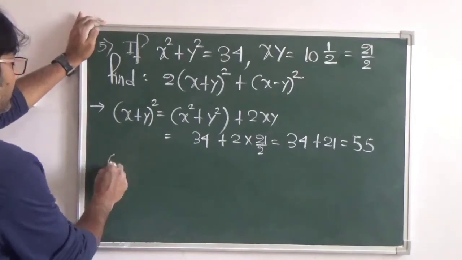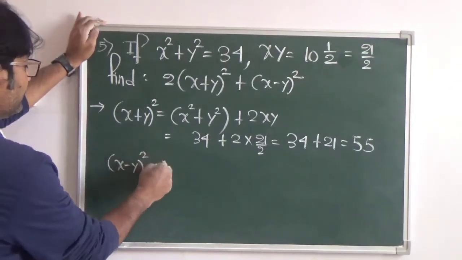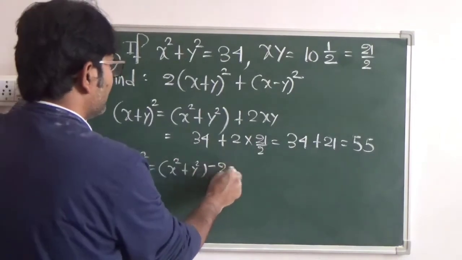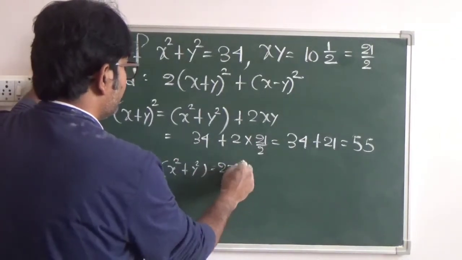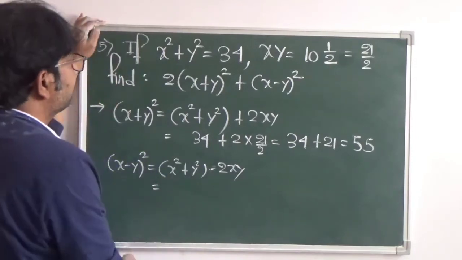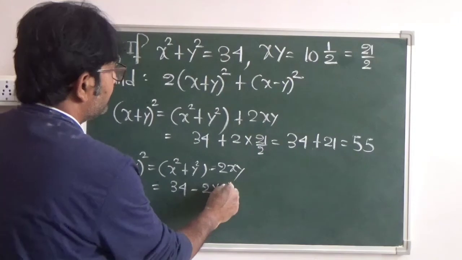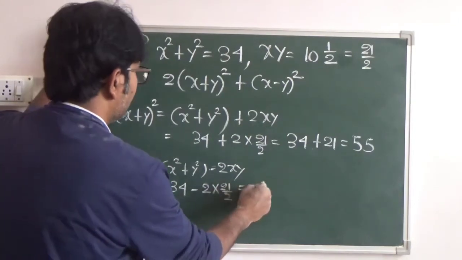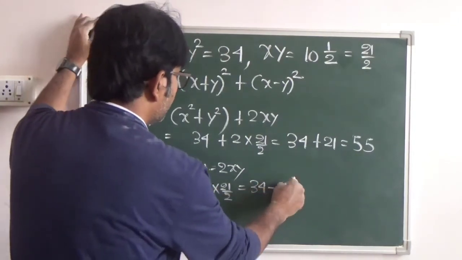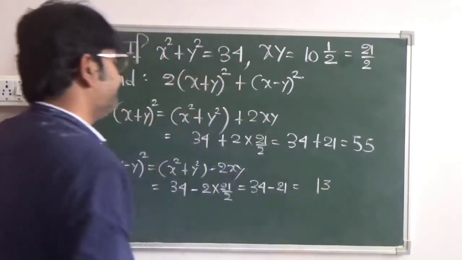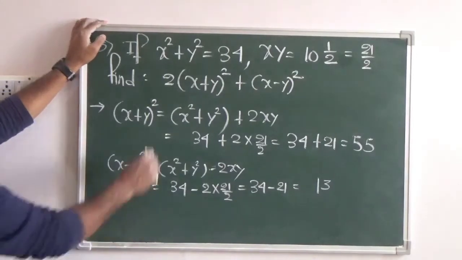Then we have x minus y square, that is x square plus y square minus 2xy. So x square plus y square is 34 minus 2 into 21 by 2. That is 34 minus 21. It's 13. Now you have to find this one.